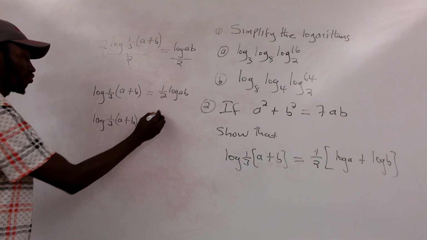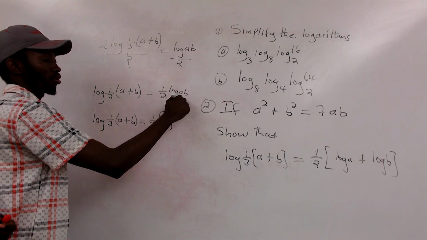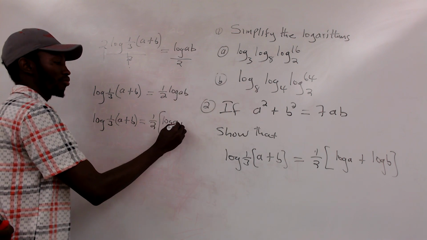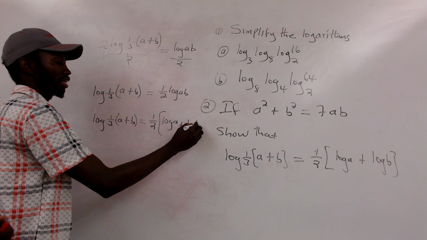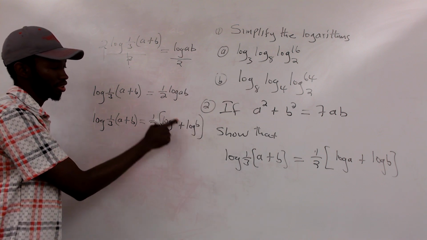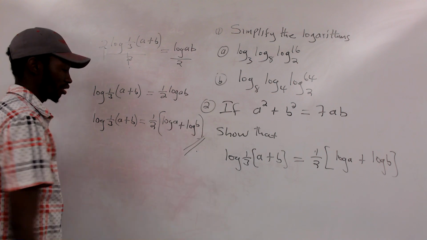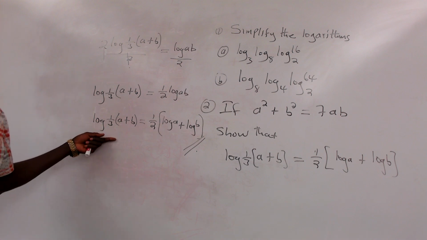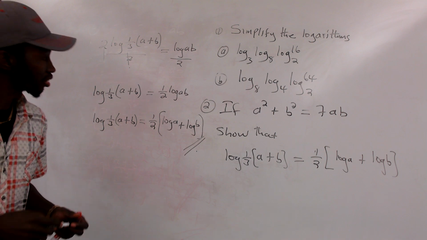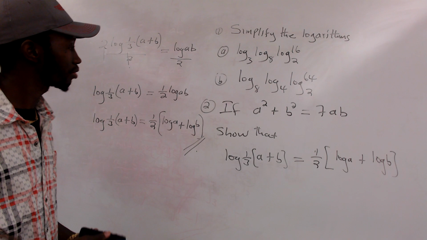This will be half into, when you multiply two numbers inside a log, you take one of them and you add each of the values. So you're going to have log of the base, which is a, plus log of the base, which is b. So carefully, this is how we show that the left hand side is equal to the right hand side. Thank you, but this will not be the end. I will give you 2 questions to try.